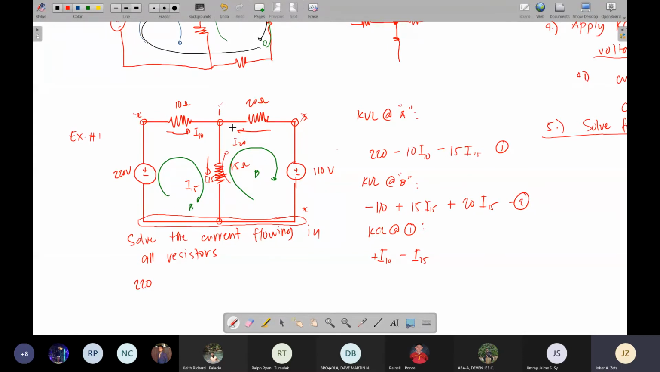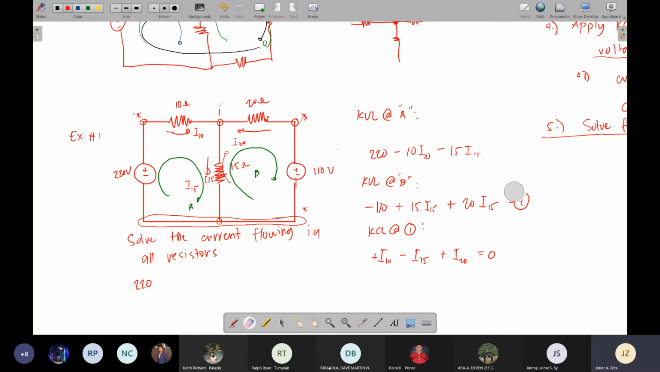And then lastly, si I20. Okay, connected gihapon ni node 1. And I20 is going towards node 1. So, that is entering the node. So, that would be positive I20. Okay? Then, wala na bayhin. So, technically, wala na bayhin. So, equate to 0.